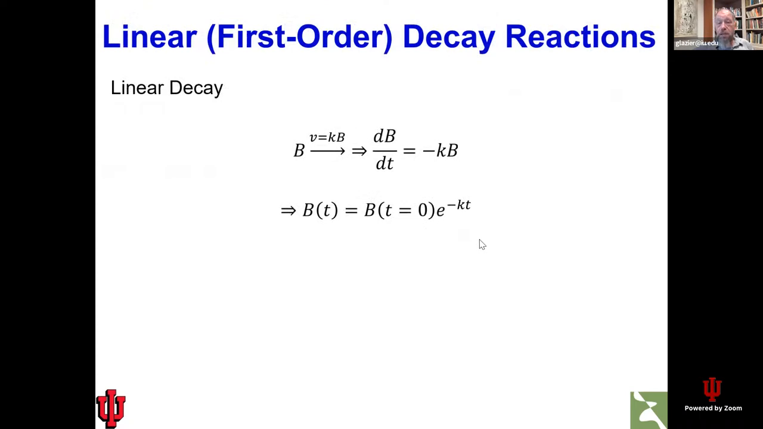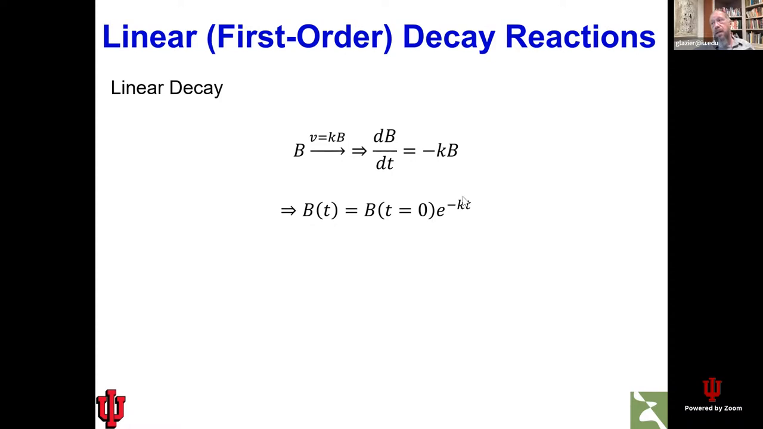For decay, same thing. B goes to nothing. Again, we write dB by dt, but if the arrow is pointing away, we have a minus sign. So dB by dt is equal to minus k times b. This is one of the other very few ordinary differential equations where you just need to remember that that's an exponential. And so in this case, b of t is equal to the initial value of b, e to the minus kt.